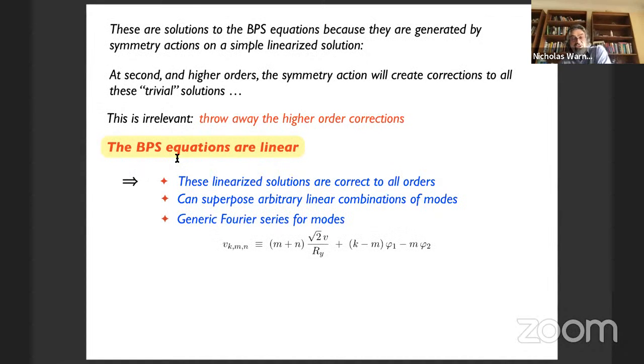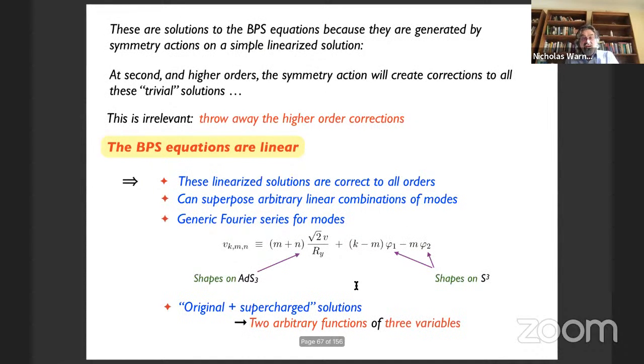And so now you can take generic Fourier sums of all of these modes in all sorts of combinations. And these things represent shapes on the AdS3, and these are shapes on the sphere. And then with the original and supercharged modes, with the generic Fourier series, you now have two arbitrary functions of at least three variables. So basically, the input here is the linearized solutions, but that's all you need to, in principle, generate the solutions for the entire superstratum at nonlinear order.